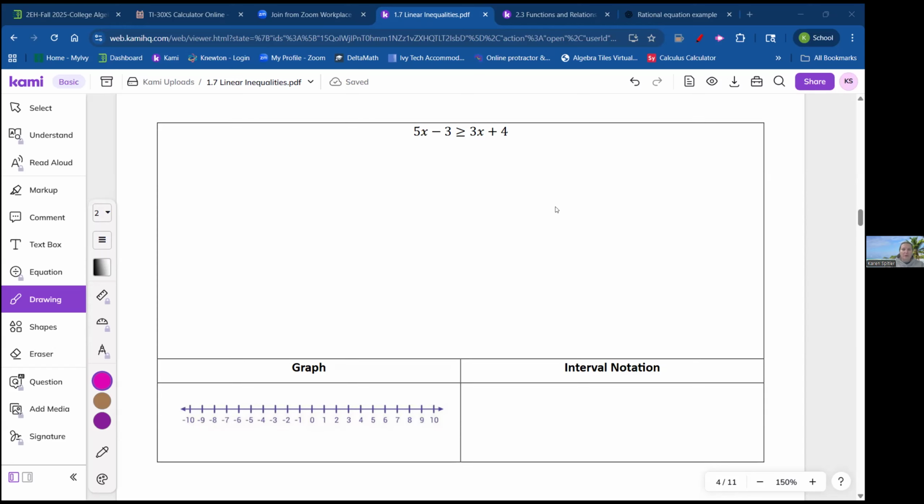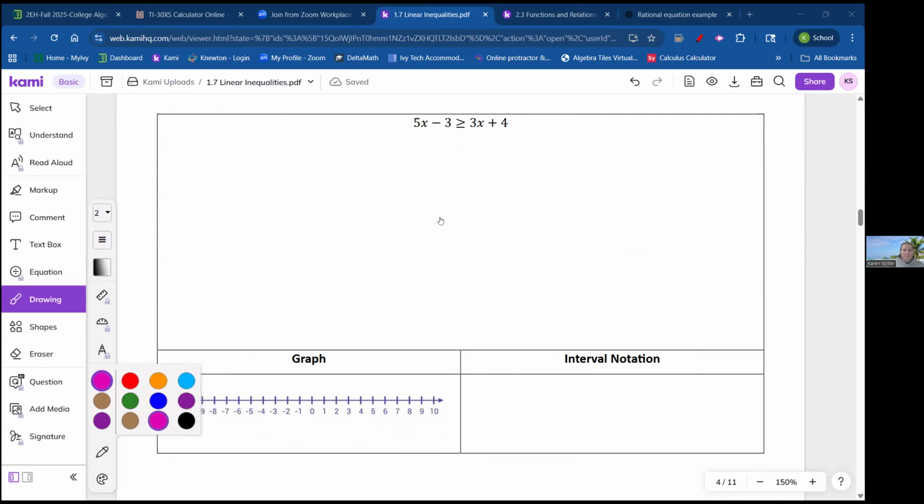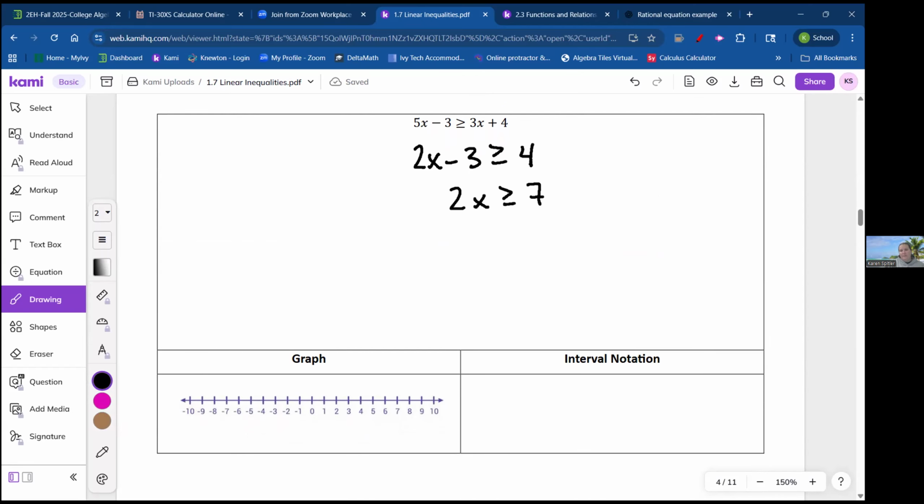Would anyone like more time? Okay, I'm going to subtract my 3x. So I get 2x minus 3 is greater than or equal to 4. Then I'm going to add 3 to both sides, and 2x is greater than or equal to 7. Divide by 2, x is greater than or equal to 7 over 2.